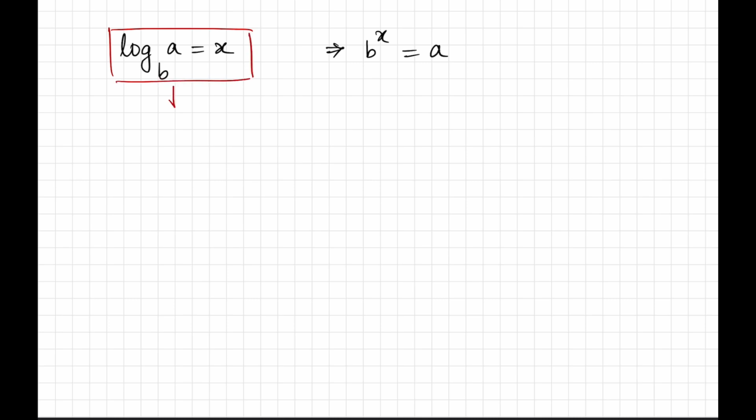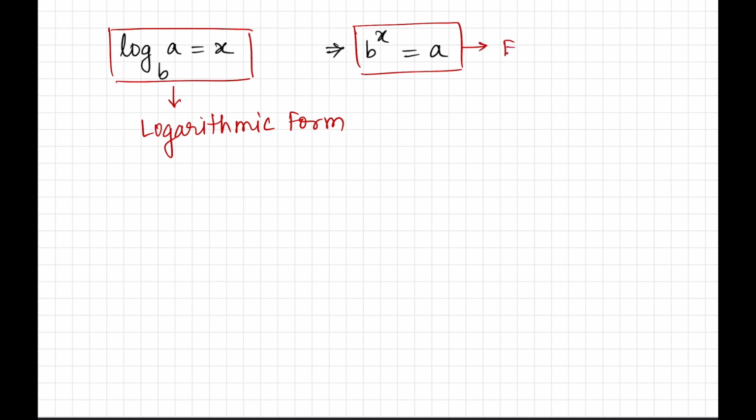So in general, अगर हम कभी लिखते हैं log a base b equals to x and we want to remove the log, so we will take b to the right और हमारे पास आ जाएगा b raised to x is equal to a. So this is the conversion of logarithmic form to exponential form. This form we call logarithmic form, and the other form is called exponential form.